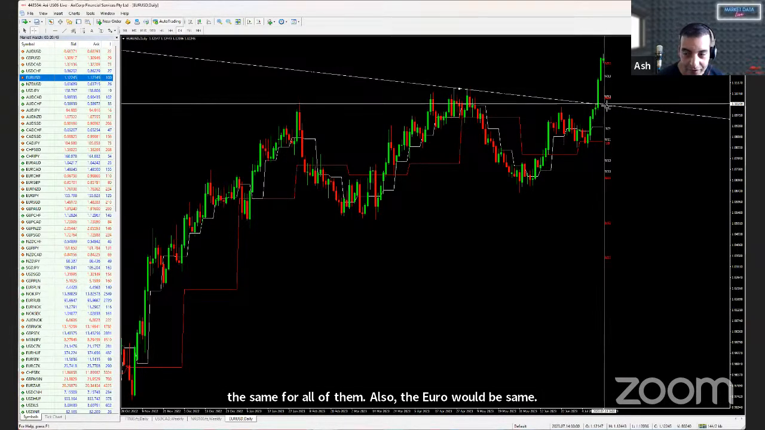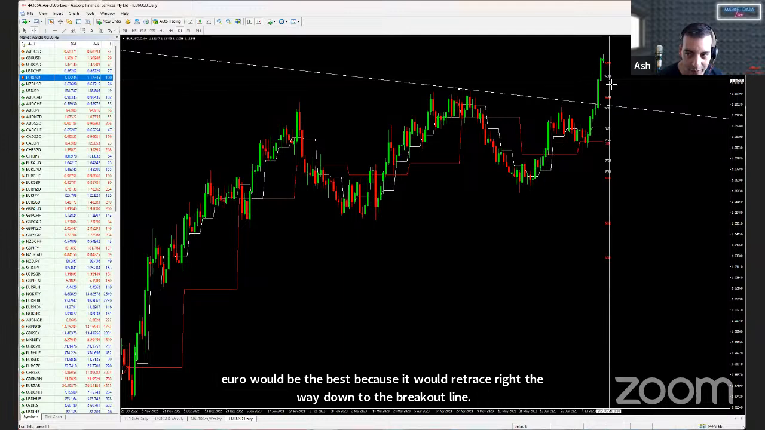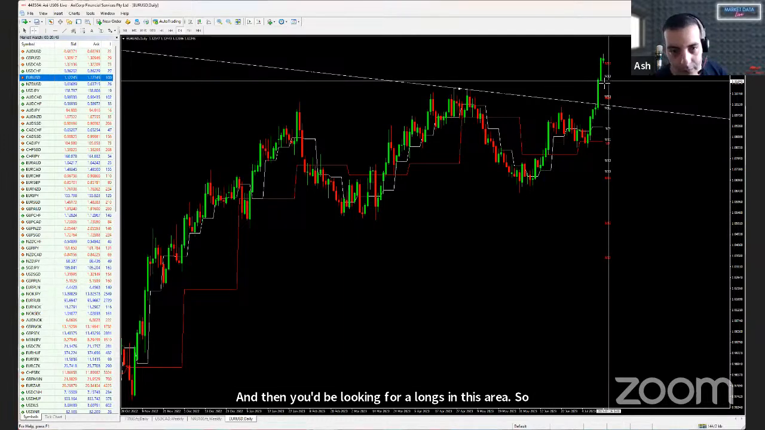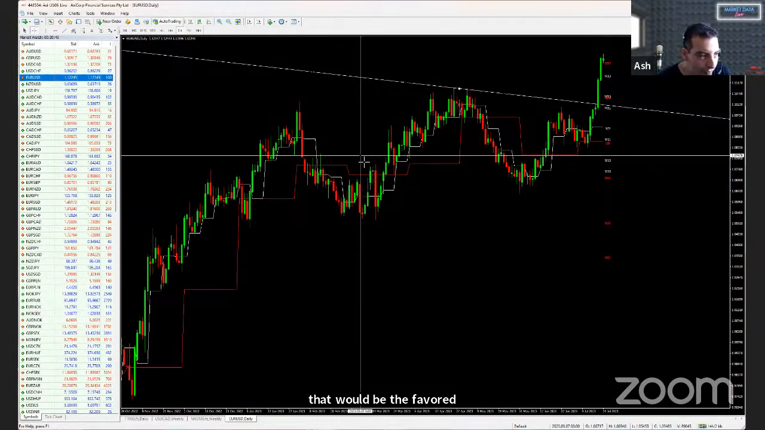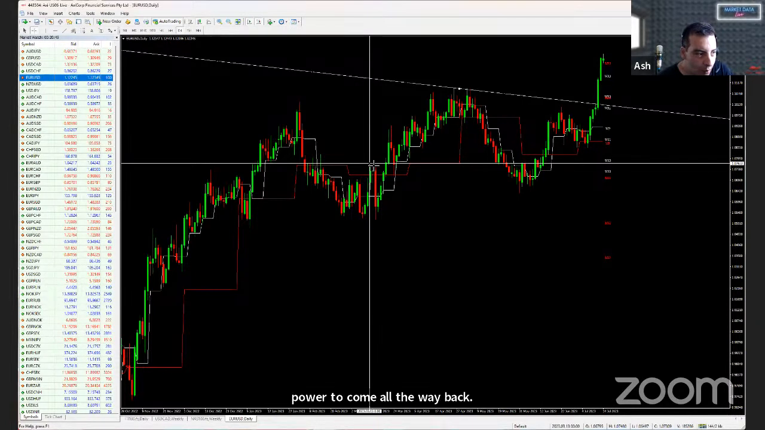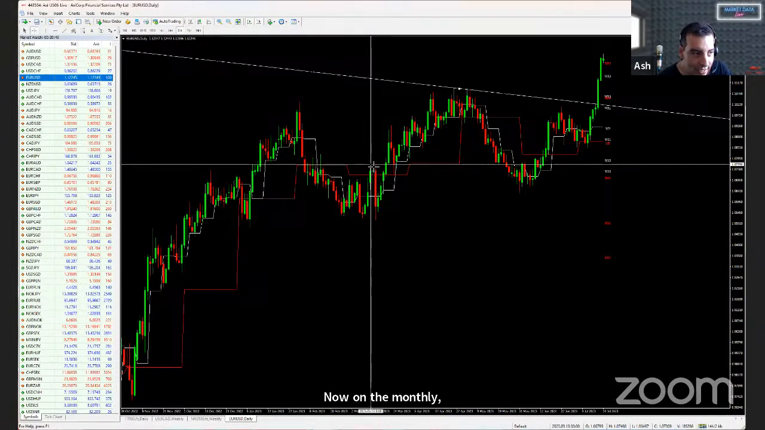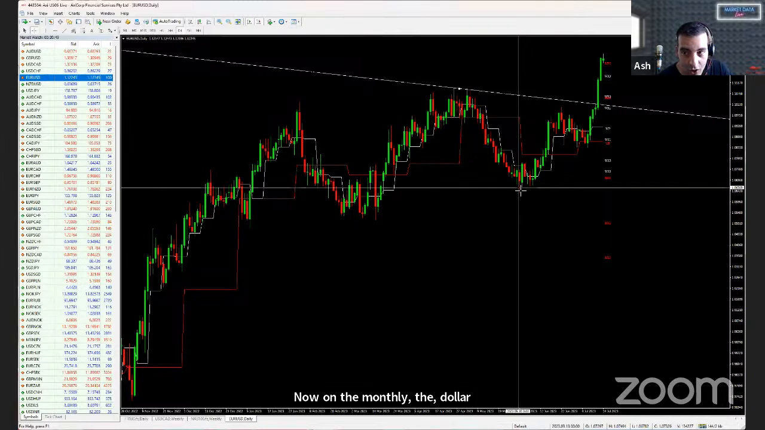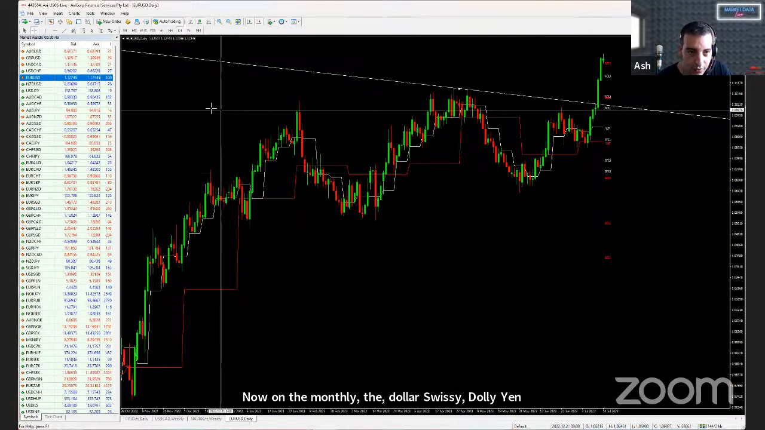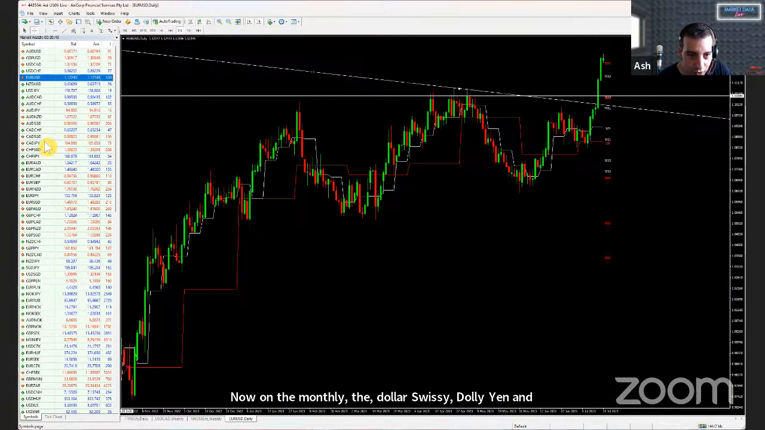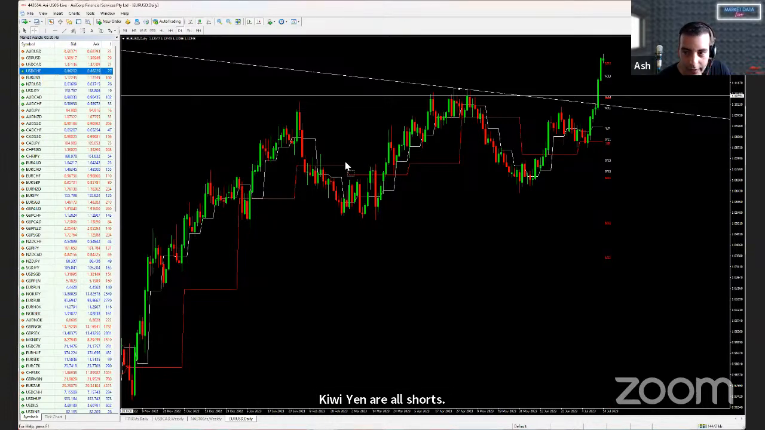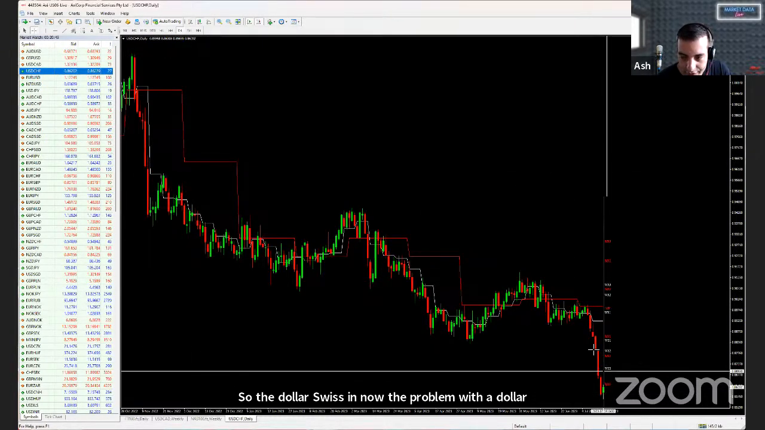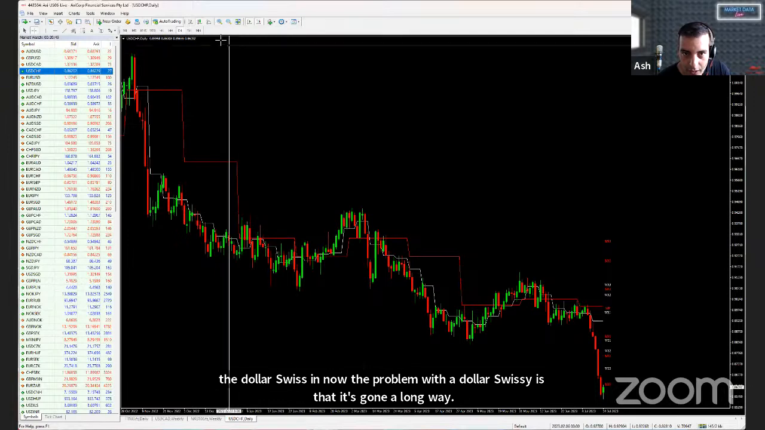So that'd be the favored area, but it may not have the power to come all the way back there. Now on the monthly, the dollar Swissy, dollar yen, and Kiwi yen are all shorts. So the dollar Swissy, now the problem with the dollar Swissy is that it's gone a long way. You look at this, now that's going to be for the month.